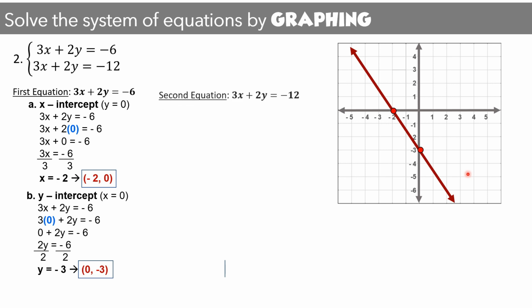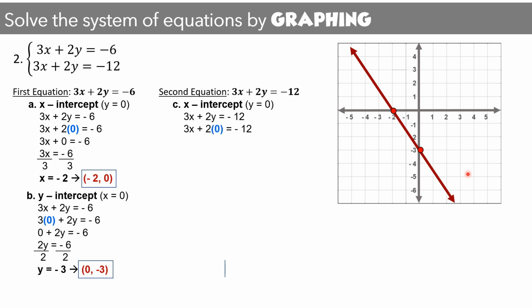Then, let's proceed with the second equation, which is 3x plus 2y equals negative 12. Same process. Get the x-intercept by making y 0. Use this equation, change y into 0, then cancel this 2 times 0, or just make it 0. Now we only have 3x equals negative 12. You have to cancel 3.